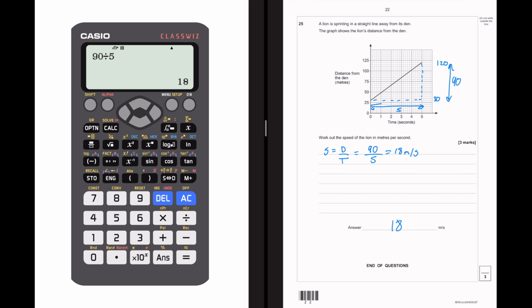So this concludes the GCSE Maths Foundation Tier Paper 2 for the 2024 series.